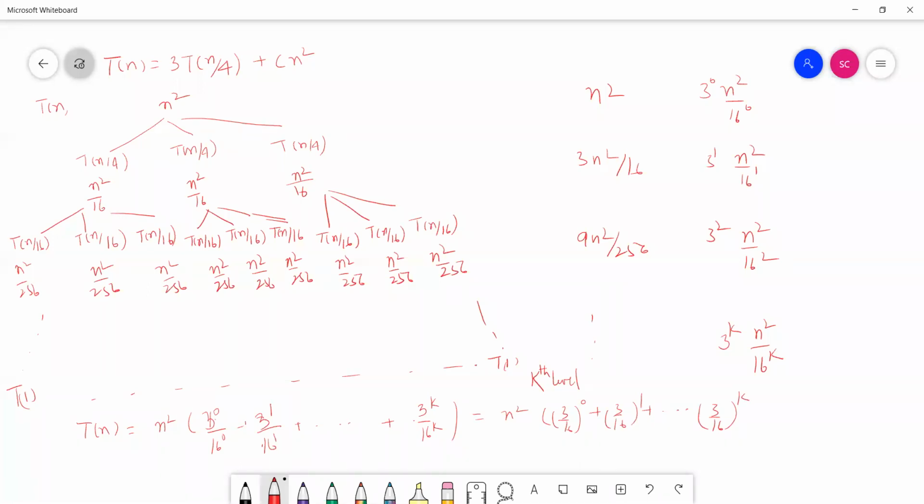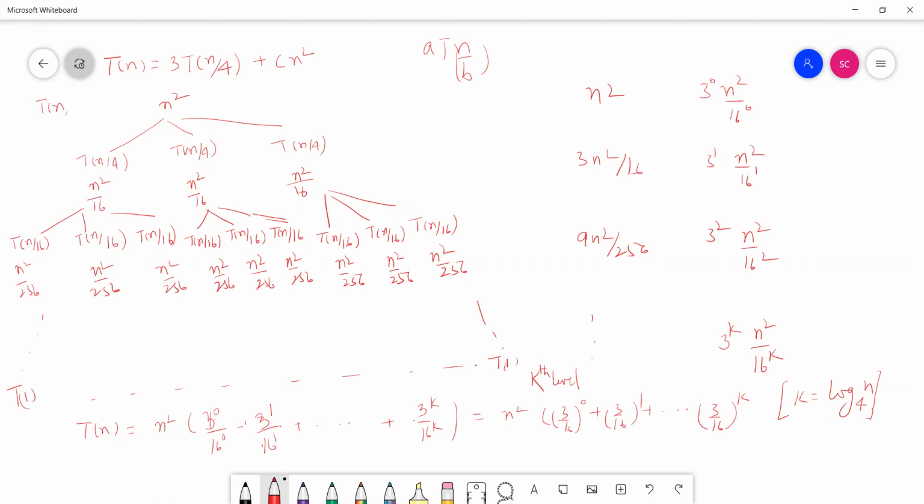And what is the value of k? K is equal to log n base what? K is equal to log n base 2. What is the value of b? See in the question. What is the value of b? 4. Yeah, so 4. Log n base 4. Value of k is log n base 4. Clear? Yes, sir.